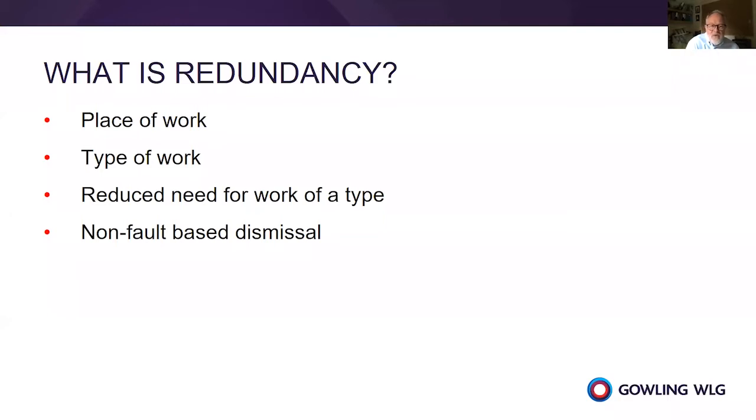And the third type historically is reduced need for work of a particular type. So we're still going to do it, and we're still going to do it in the same place, but we're not going to need as many people to do it. And this, in many ways, is the most difficult sort of redundancy in procedural terms, simply because we've got to identify a proportion of the workforce who we no longer need. And for them, it's the equivalent of being told, well, it's not about you, it's about us. We don't need you, we don't want you. You're surplus to requirements. And we've preferred other people over you.